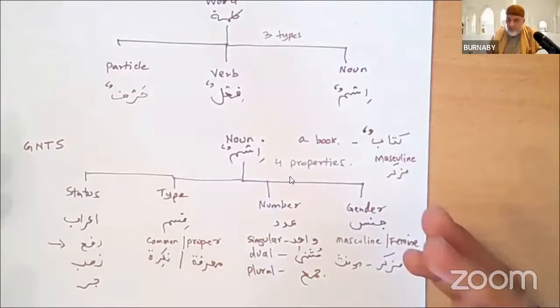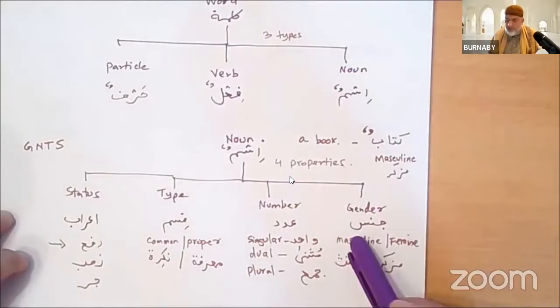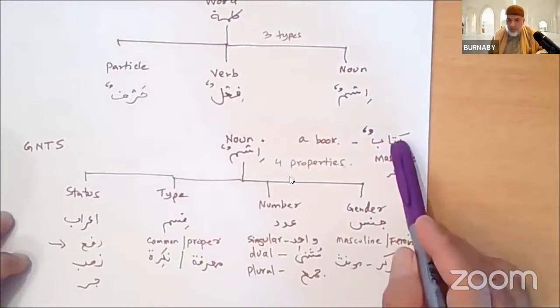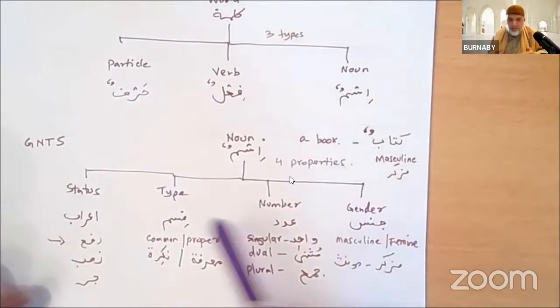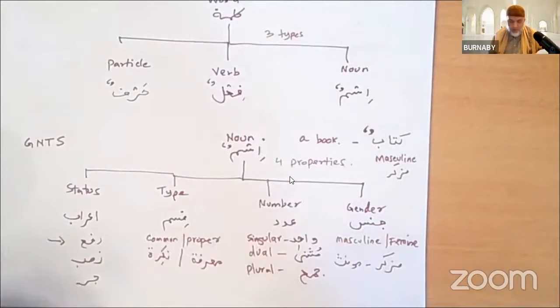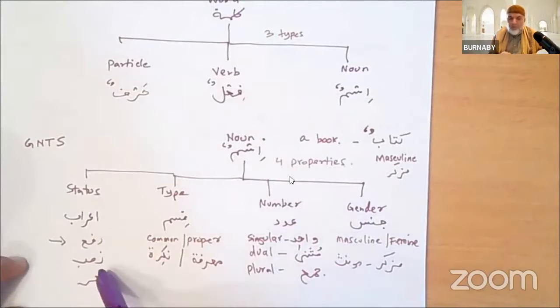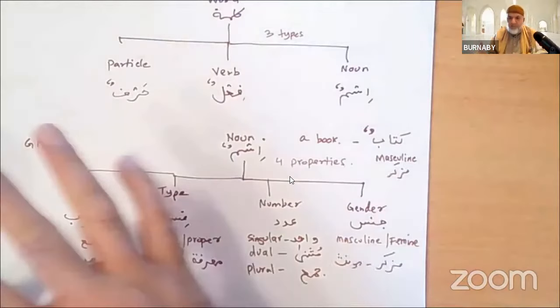So when you say jinsun, that means whether a noun is masculine or feminine. Number means whether the noun is 1, 2, or more than 2. Then whether the noun is common or proper. And what is the status? Rafa, nasab, and jar. Why do we need to know these? Because that helps us understand the function of the noun in the given scenario.